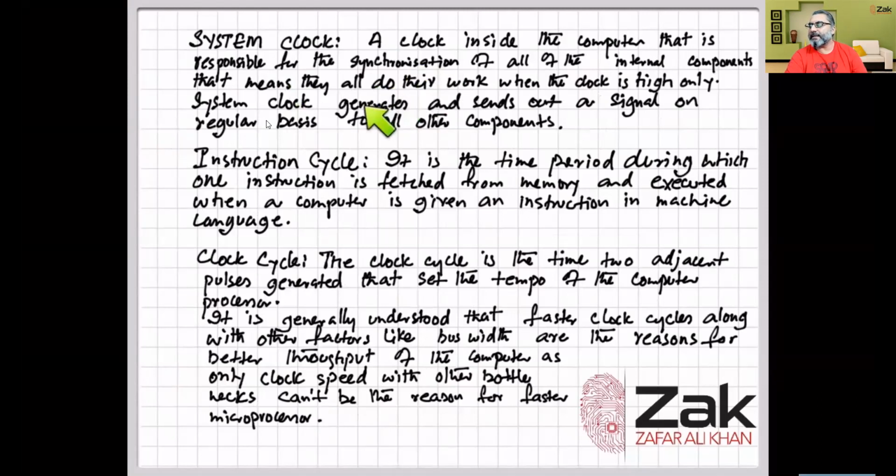That means they all do their work only when the clock is high. You see the system clock goes like this, on, off. If it is a 1 second cycle, 1 second has so many milliseconds, so many microseconds, so the clock does not go by seconds. The clock goes on, off, on, off, on, off. So when the clock is on, only then does the system work. When it is off, it does not. That off time is actually the time when the thing is happening. On time is when the system clock is saying to go on for the next thing.